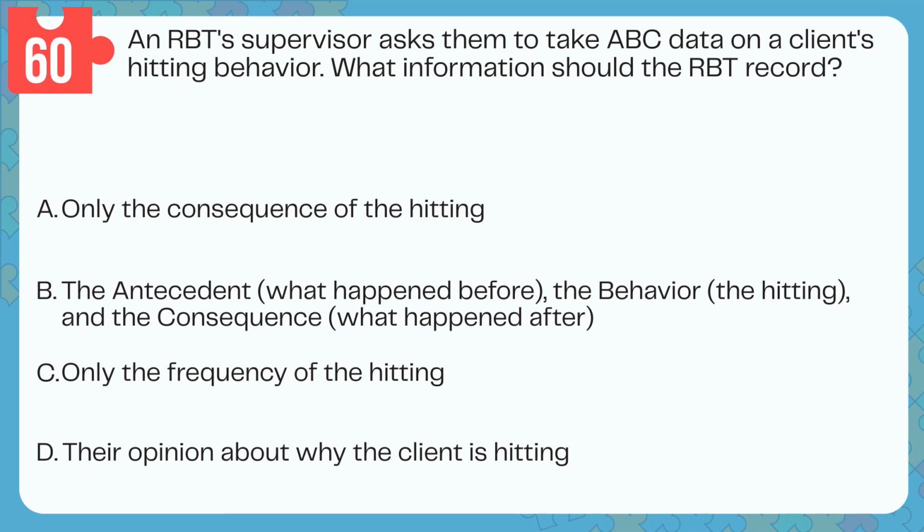Question 60. An RBT's supervisor asks them to take ABC data on a client's hitting behavior. What information should the RBT record? A. Only the consequence of the hitting. B. The antecedent, what happened before, the behavior, the hitting, and the consequence, what happened after. C. Only the frequency of the hitting. D. Their opinion about why the client is hitting.